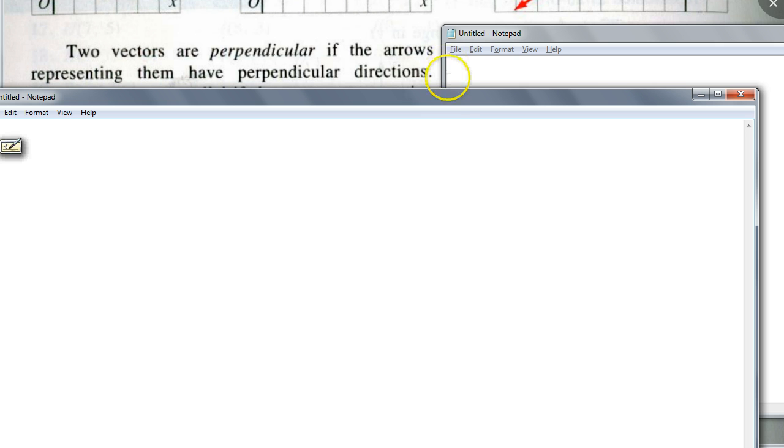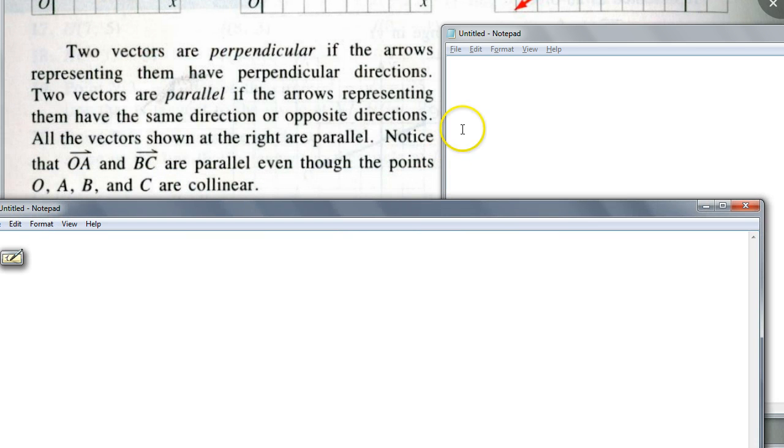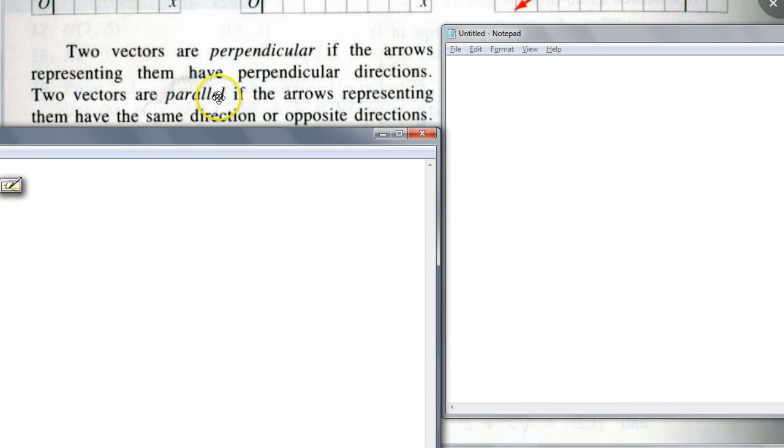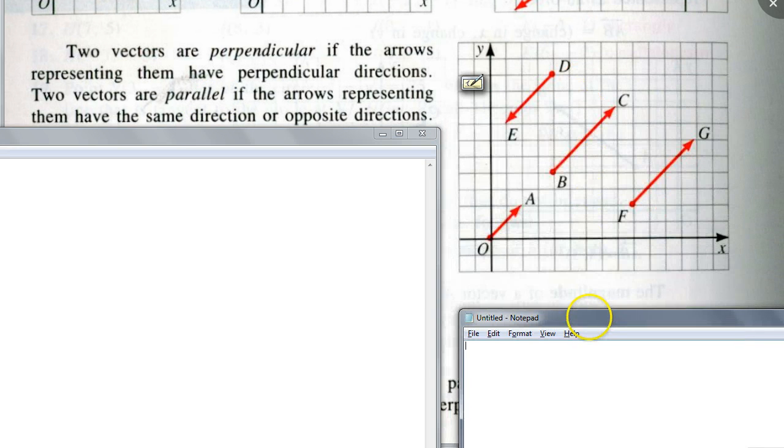Jordan, why don't you read this for us? Two vectors are parallel if the arrows representing them have the same direction or opposite direction. Opposite direction as well. So it's kind of interesting. Here's some pictures. You would think that, well, opposite direction, are they really parallel? They are. So take a look at these examples.